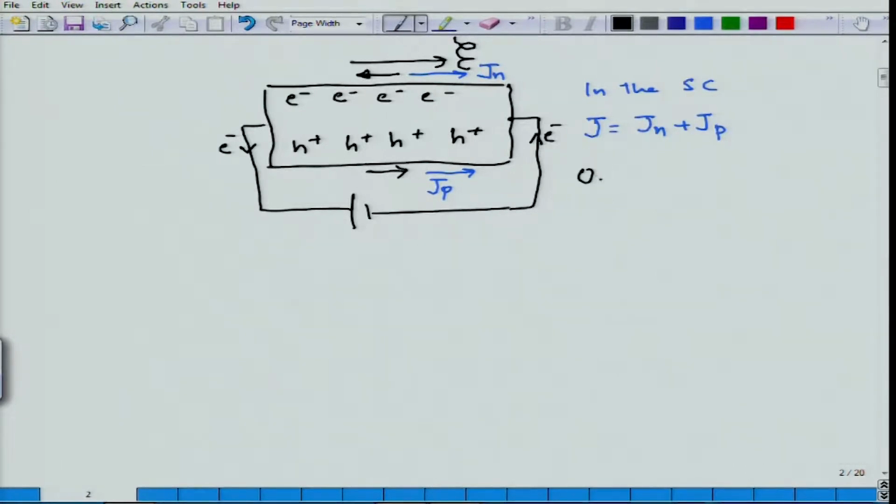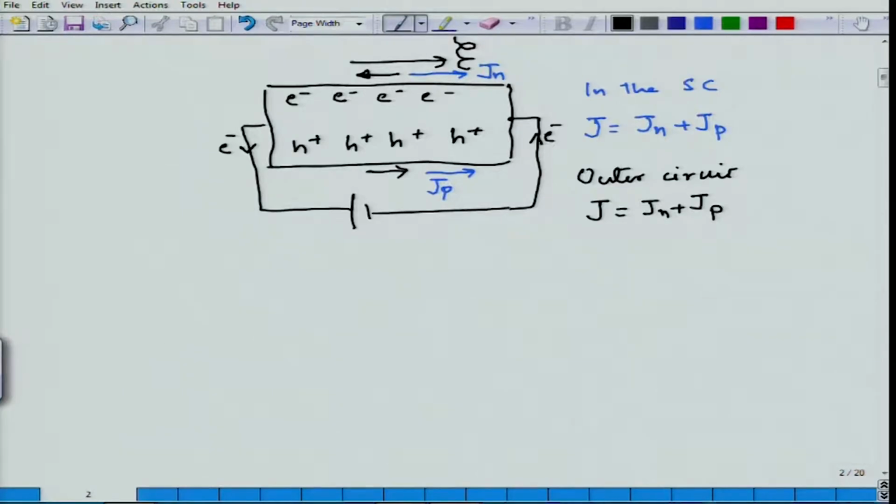So, if you look at the outer circuit, current as expected would remain the same as Jn plus Jp, except the carriers involved are different. You only have electrons here, electrons coming out and electrons moving in to recombine with the holes, since there are no holes available in the conductor.